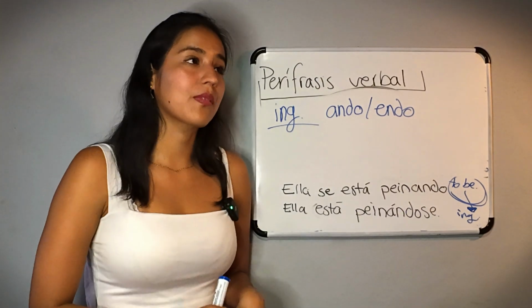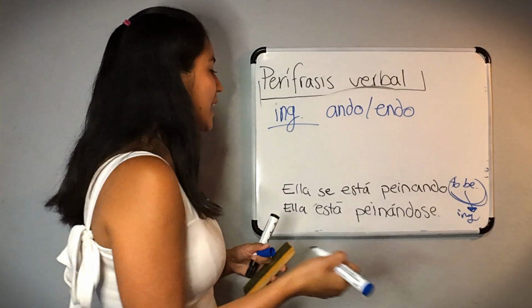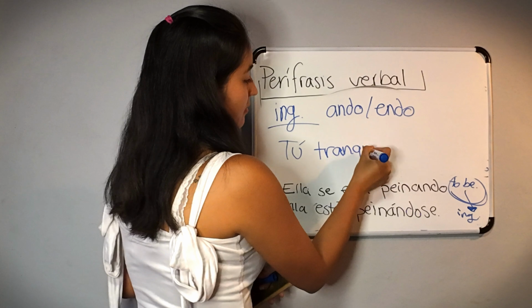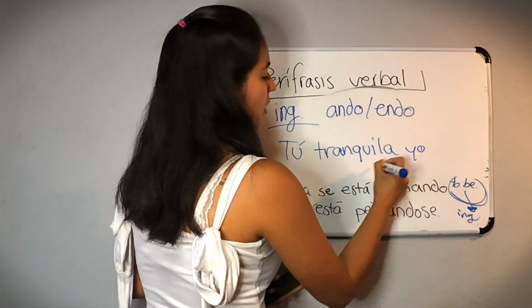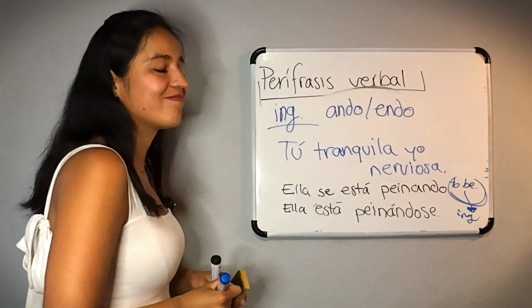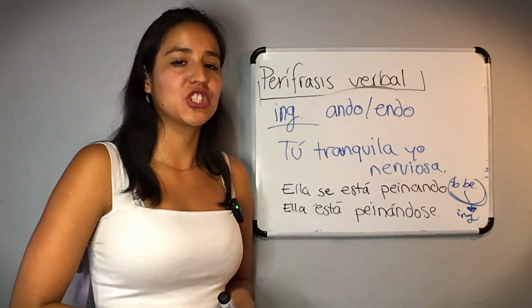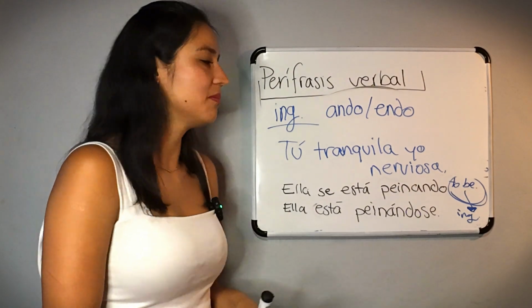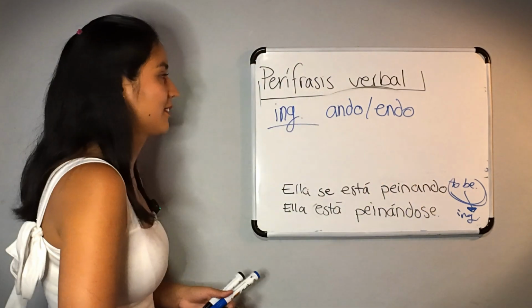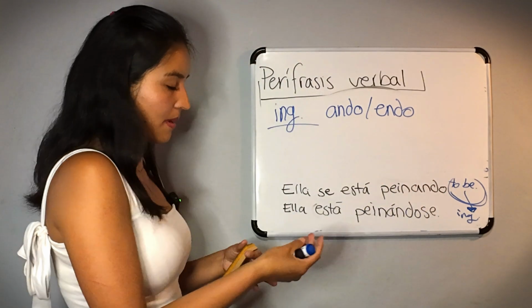We have a phrase that we say, tú tranquilo, yo nervioso. O tranquila. Tú tranquila, yo nerviosa. Okay? And that means like, you take it easy. I'm in charge, okay? So don't worry, take it easy. And so, coming back. Perífrasis verbal.